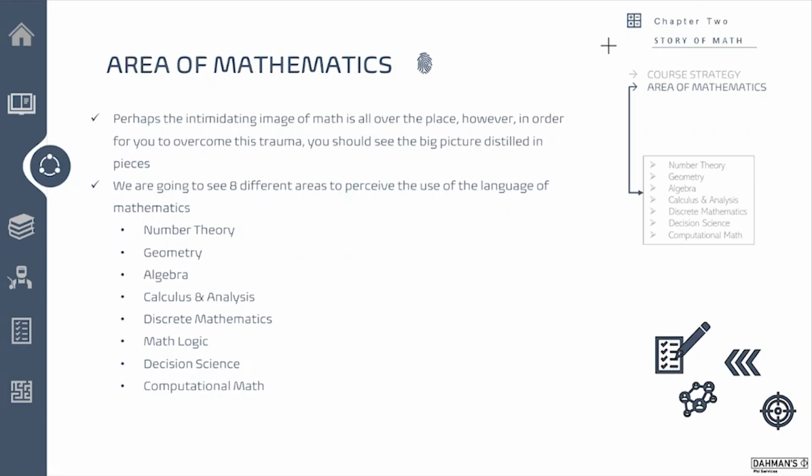Hi, welcome back. So we're in chapter 2, the story of math, at the outlined area of mathematics. In this outline, we're going to cover a number of sub-outlines that fundamentally help us to understand how we can efficiently use mathematics as an independent language. First, we're going to start with the number system.